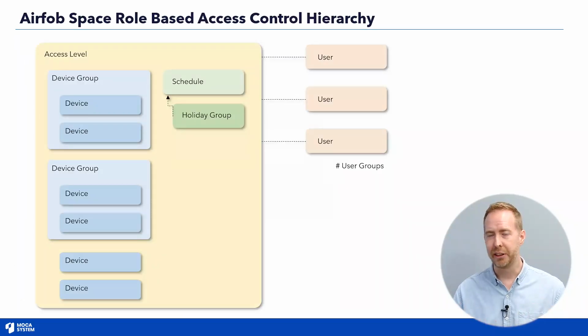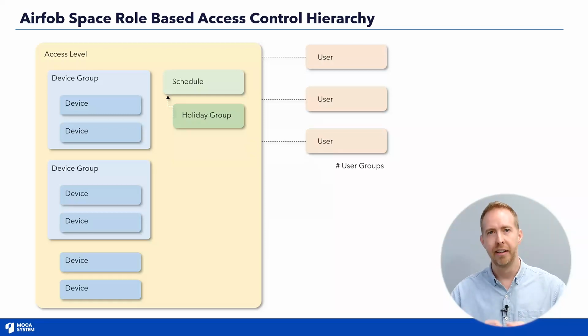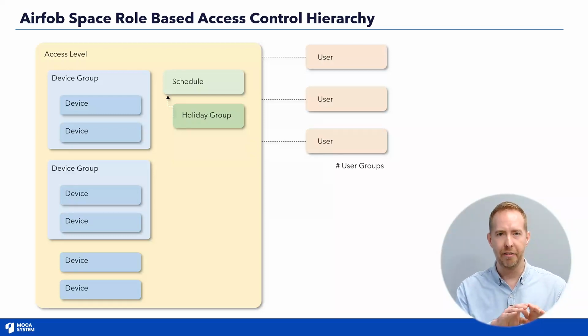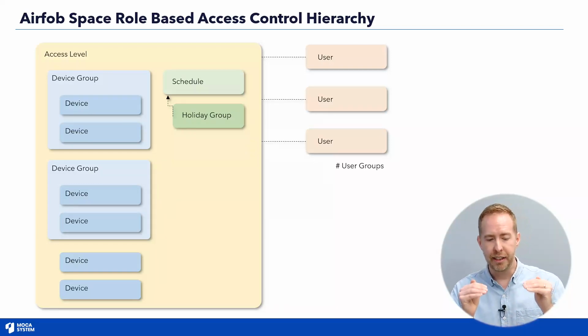Now, I mentioned before that there's a specific order that you should follow when setting up a new site to make it the most efficient and effective. Why is that? Well, it all has to do with the role-based access control hierarchy that we're using to control who has access to what. So you can see in yellow here, we have access levels, and inside that we have device groups, which contain devices. Devices can also exist independently. Then we have schedules and holiday groups. Connected to all of this is users and user groups.